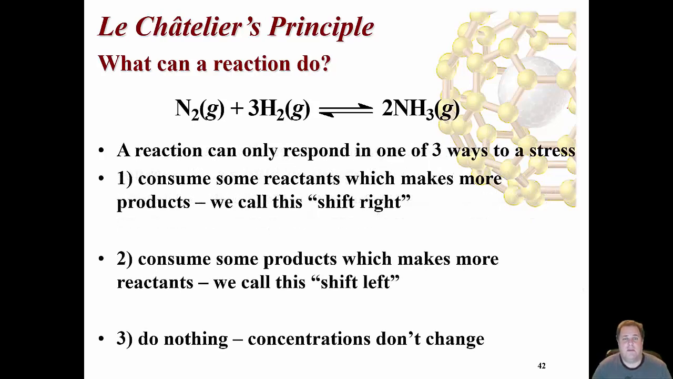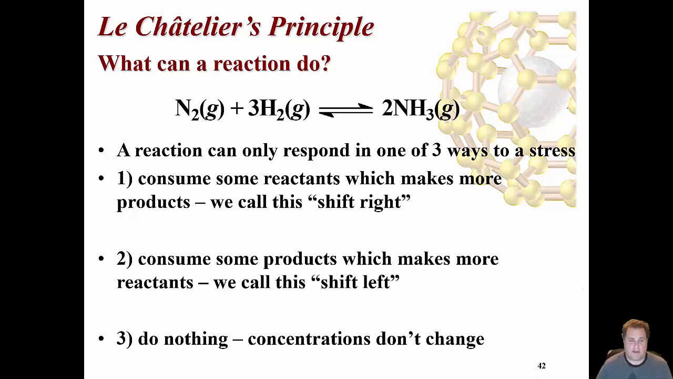Well, the system can only respond in one of three ways. It's just a chemical reaction. There's only three things that can happen. One is we consume some of the reactants. So some N2 reacts with H2, forming more NH3. When this happens, we call this shifting right.